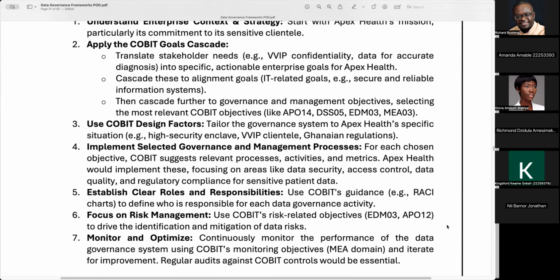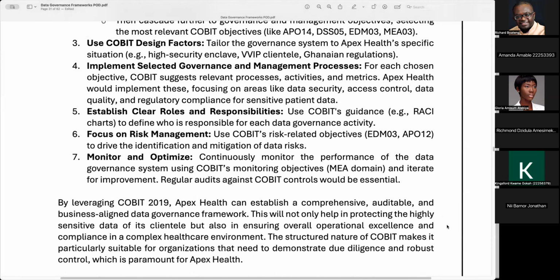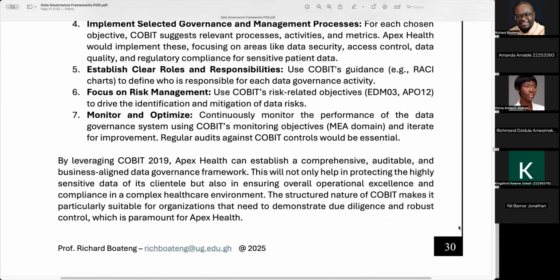Exactly. COBIT's real strength for Apex Health lies in its comprehensive, structured, auditable, and business-aligned nature. It provides a robust framework suitable for demonstrating rigorous due diligence and maintaining a strong, verifiable control environment, which is absolutely paramount given the stakes involved.